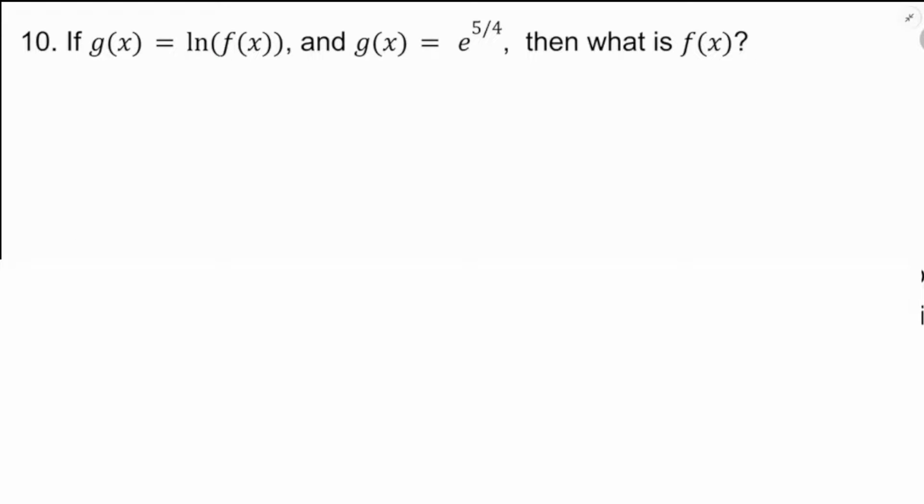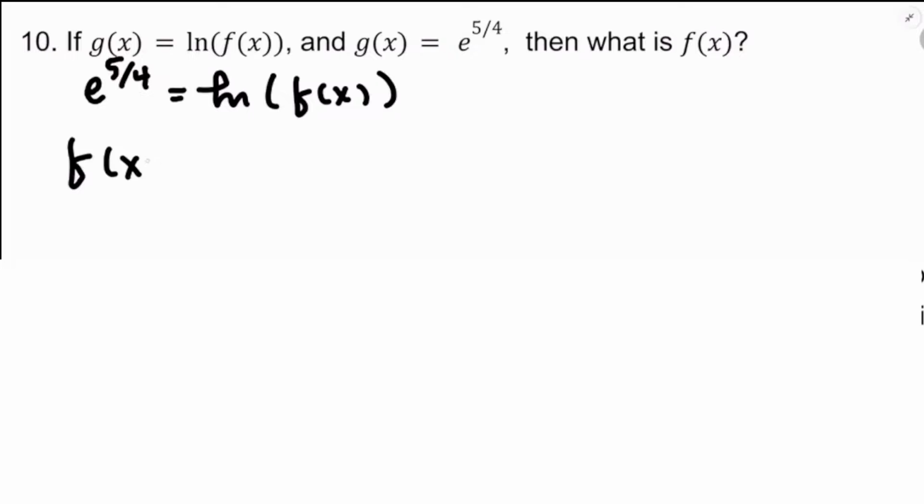All right, now this one's a little tricky. G of x equals e to the 5/4. So e to the 5 divided by 4 equals the natural log of f. That's both base e. So to get rid of that natural log, I need to take e to both sides power. So I'll have f of x equaling e to the 5/4. And that's a really weird number, but that is the solution. That's what f of x equals. It's just a number. Really, at the end of the day, that is just a number that is not something you need to be scared of.